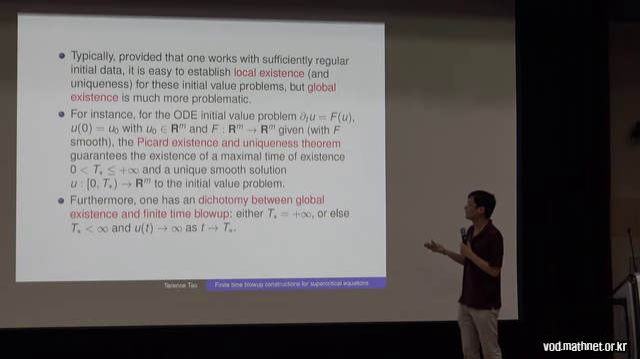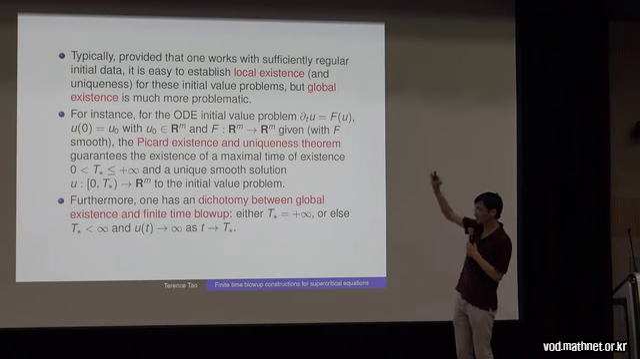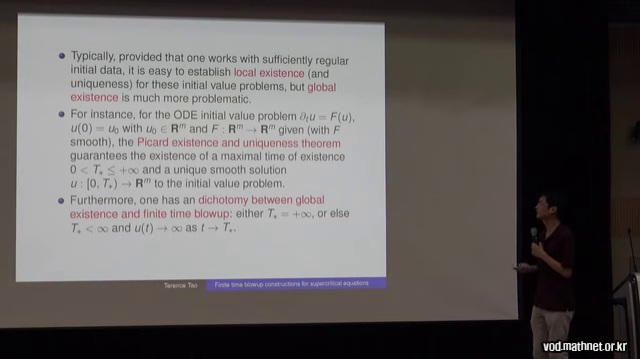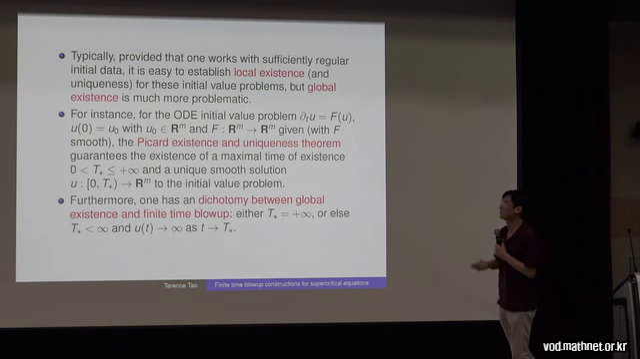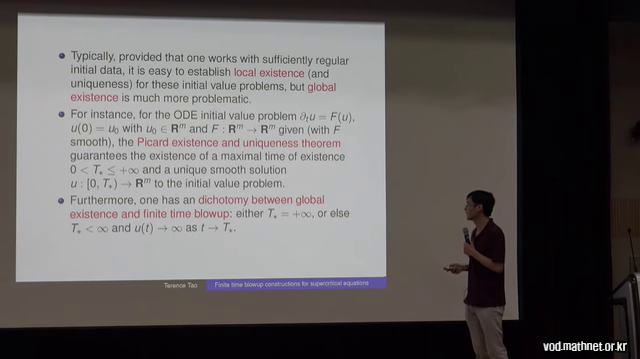Now, sometimes t star is infinite, which means that you can solve the equation all the way indefinitely, but sometimes it's finite, so that you can solve the equation up to some point, and then at that point, the equation can no longer be solved.